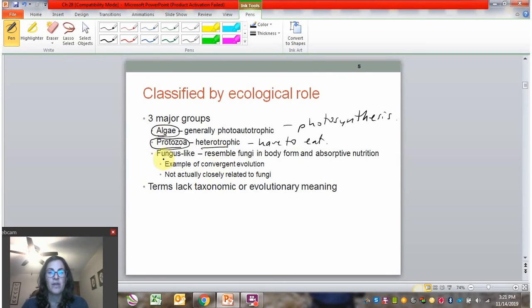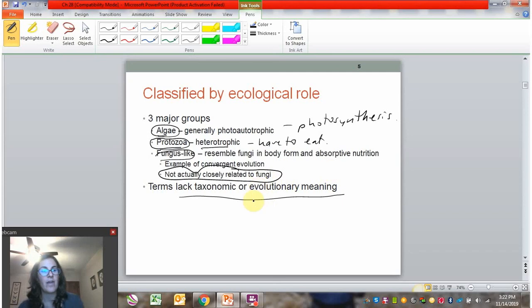And then a third term here is fungus-like. This term is referencing the fact that they sort of look like fungi, and really they look kind of like mold, so fungi that are mold. And then they feed in a similar way to fungi. But remember, this doesn't mean that they're close relatives of fungi. This term is just referencing that they kind of reminded people of fungi, but it's not about their ancestry. And in fact, the fungus-like protists are not related to fungi. So reiterating here that these terms are not about taxonomic ranks. They don't tell us about the evolutionary history of these organisms, but again, they're in widespread use.